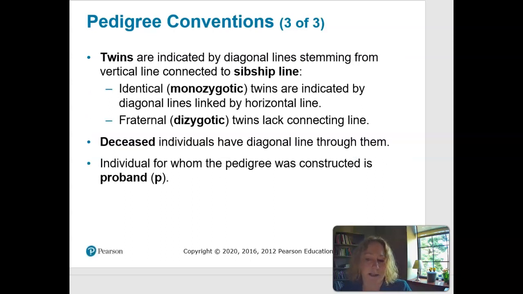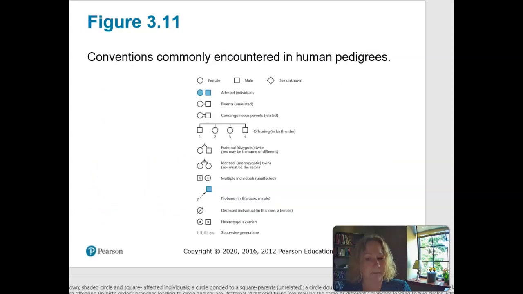Twins are indicated by diagonal lines stemming from a vertical line. Identical twins are indicated by diagonal lines, fraternal twins by connecting lines. Deceased individuals have diagonal lines through them, and the individual for which the pedigree was constructed is the P.